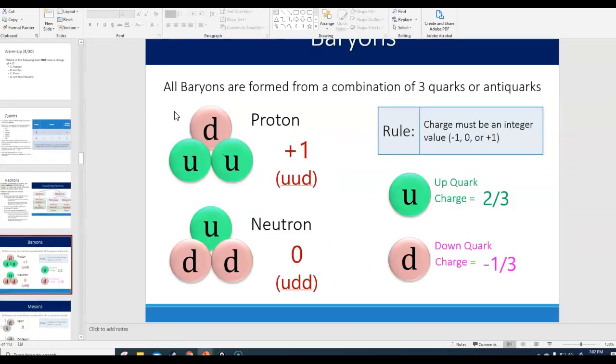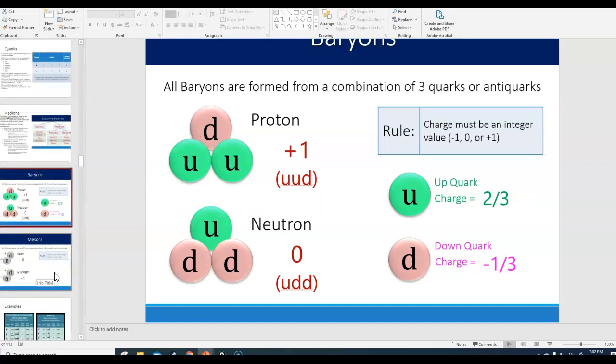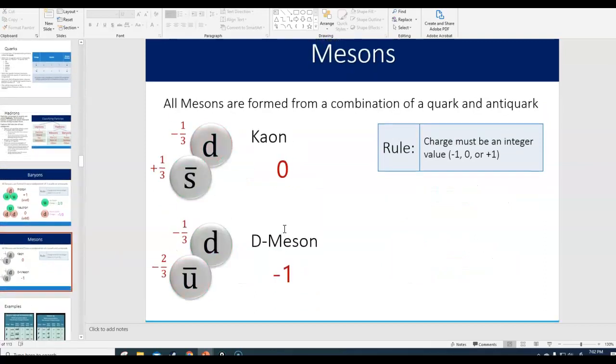Okay, and then this is just a visualization of the proton and neutron as far as quark composition goes. Again, you are responsible for knowing these quark compositions for the proton and neutron. Now, just to give you an example of a meson, and again, you're not responsible for knowing all the mesons that exist because there's so many of them, but one example might be what's called a kaon.